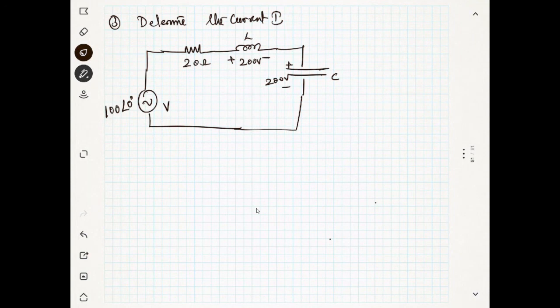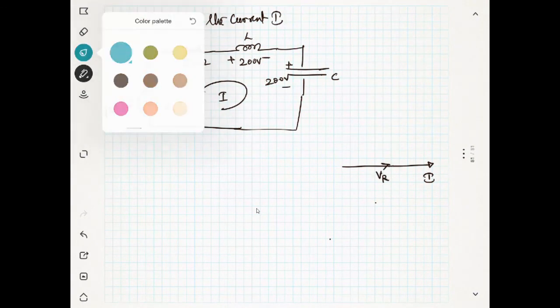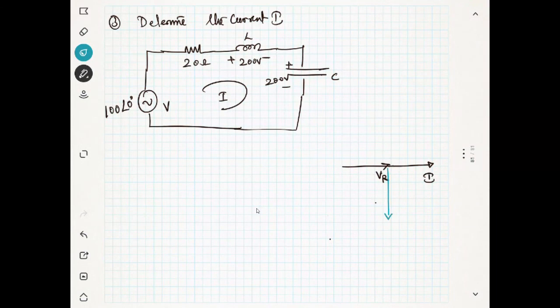If you are drawing the current, the current will be the reference. The current will be the same throughout the circuit. This is I, and you can see the voltage across R, VR, will be in this direction. What will be the direction of VC? VC will be going down, right?